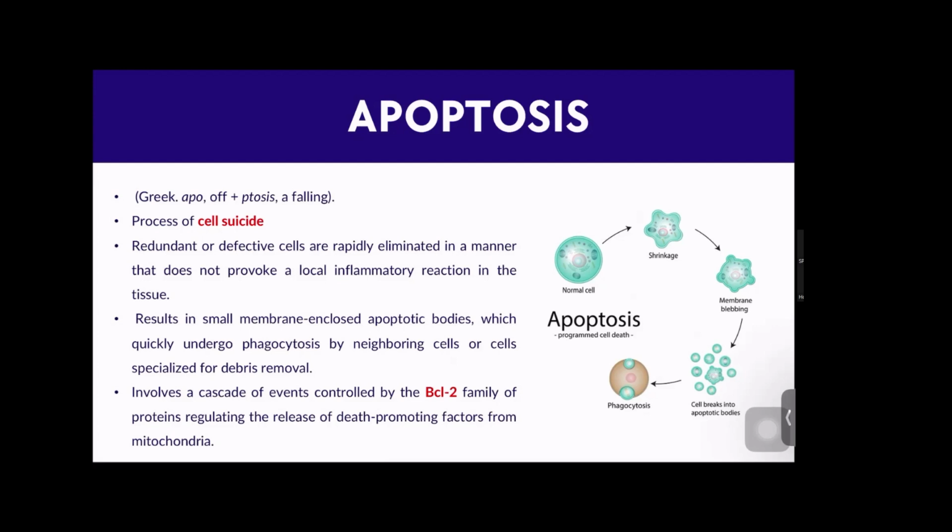Unlike necrosis, which is a form of accidental cell death caused by injury or stress, apoptosis is a planned event where the cell actively participates in its own death. So it involves a cascade of events controlled by the BCL2 family of proteins regulating the release of death-promoting factors from mitochondria. Since apoptotic cells do not rupture and release none of their contents, we have no local inflammation or any reactions in the tissue.